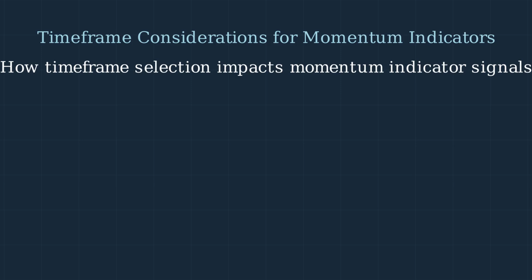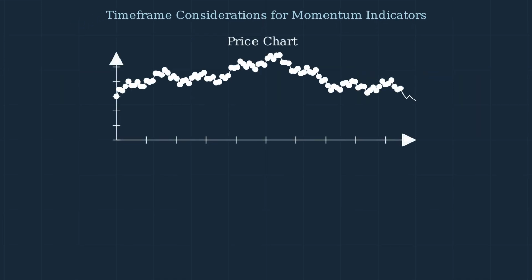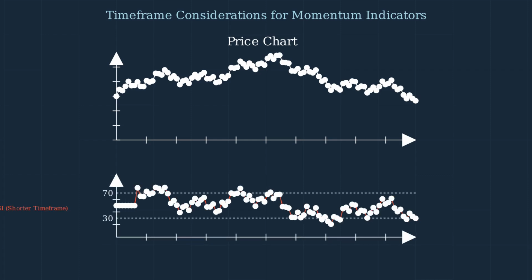The time frame used when calculating momentum indicators significantly impacts their signals and reliability. Let's examine how different time frames affect RSI signals using the same price data with 3 different calculation periods. A shorter time frame, like this 7-day RSI, is more sensitive to price changes. It generates more signals as it crosses overbought and oversold levels more frequently. These frequent signals can lead to more trading opportunities, but also result in more false positives, which can be costly.